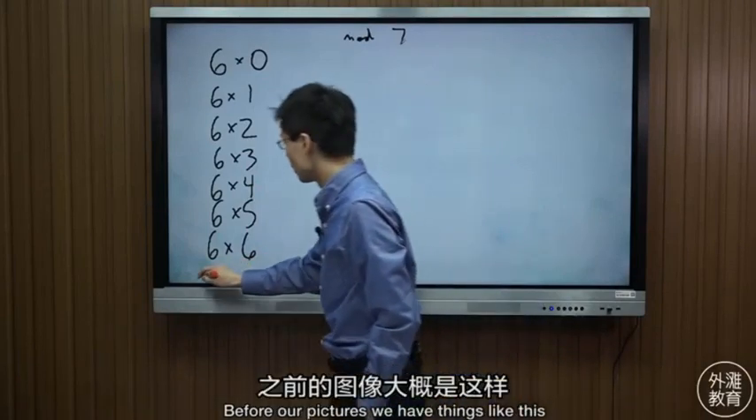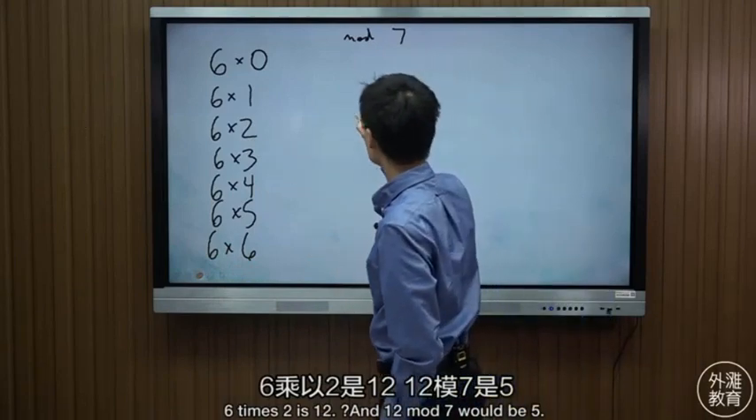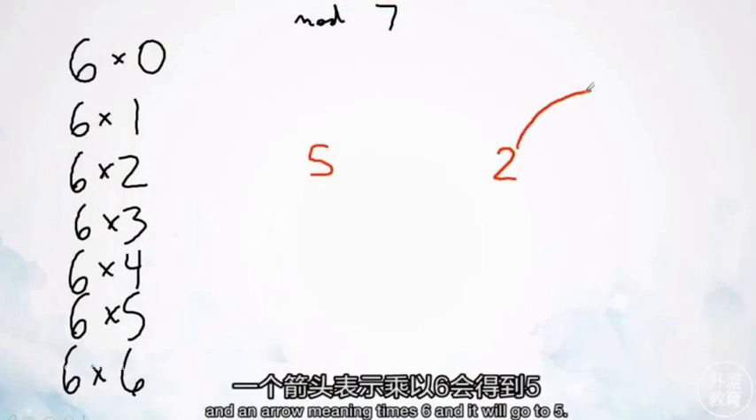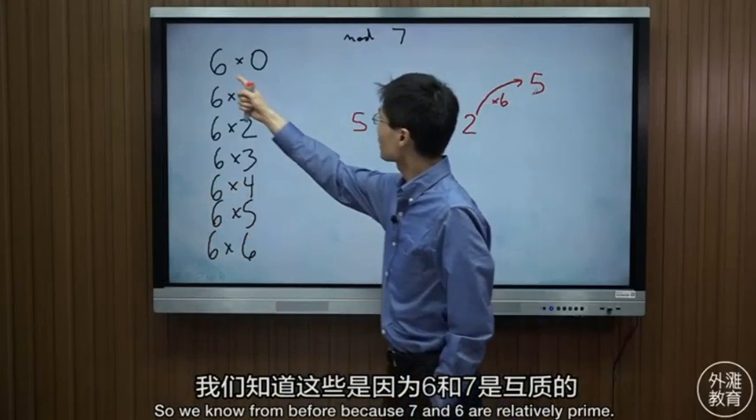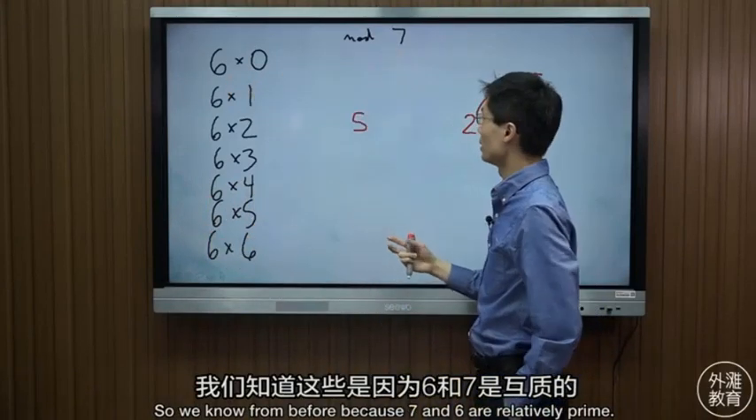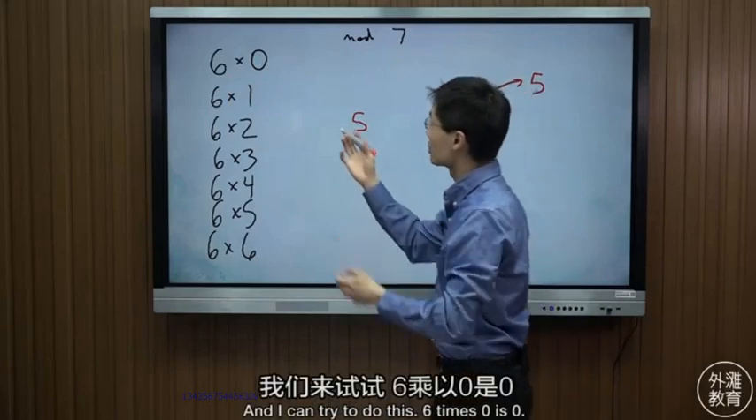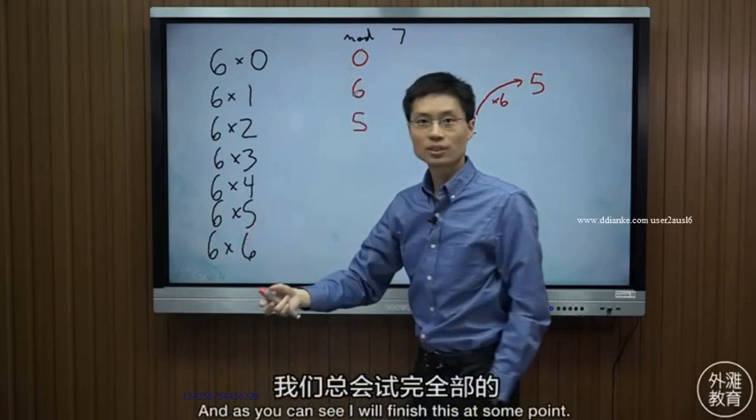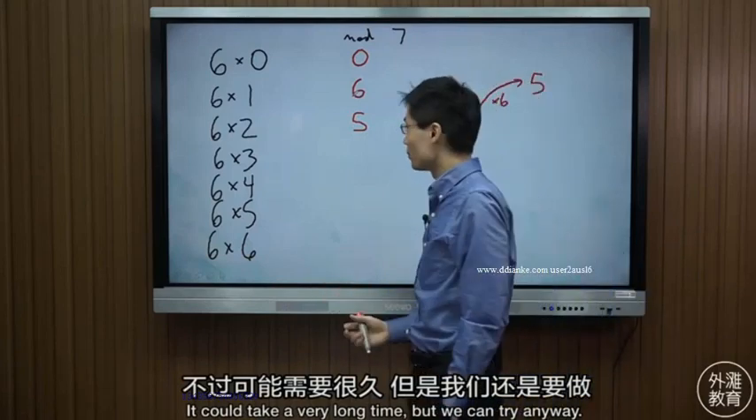Before, our pictures would have things like this. 6 times 2 is 12, and 12 mod 7 was 5. So before, we used to draw a picture which would have 2, an arrow meaning times 6, and it would go to 5. So we know from before that because 6 and 7 are relatively prime, I will get everything in this column exactly once. And I could try to do this. 6 times 0 is 0. 6 times 1 is 6. And as you can see, I will be finished at some point. It could take a very long time, but we can try anyway.